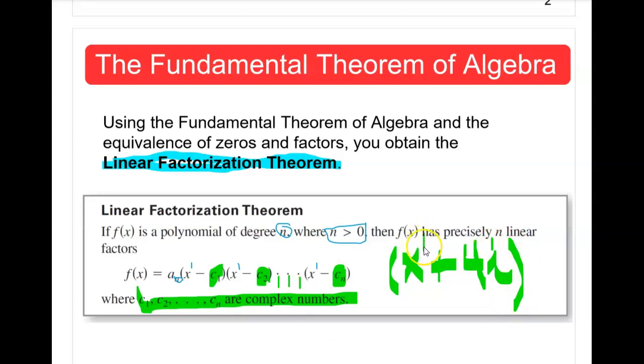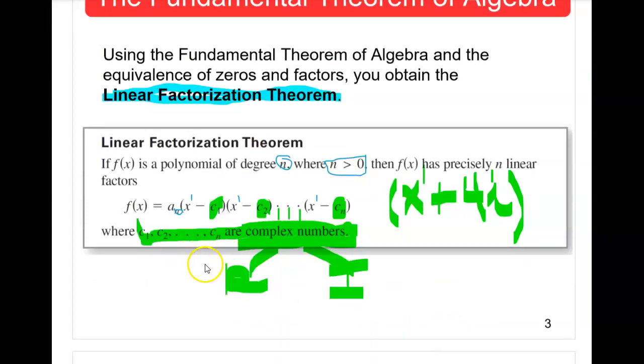And it is in linear form because the exponent of x is a 1. And here we're just saying that the constants will be complex numbers. So it could be a real number. Remember, they're divided into two, the real numbers and also the imaginary numbers. So that's what we're going to be doing. We're going to find all the factors because that way we will be finding all the zeros or solutions or roots, whatever you want to call them.